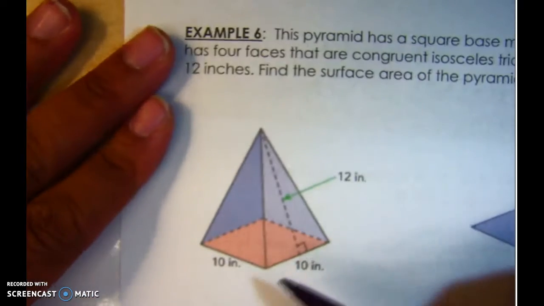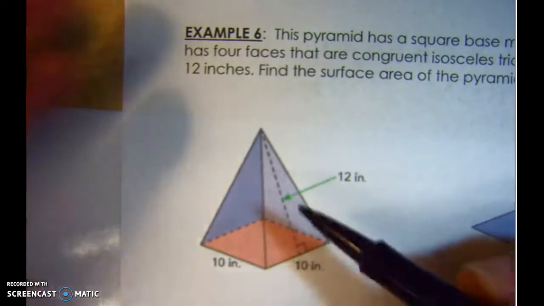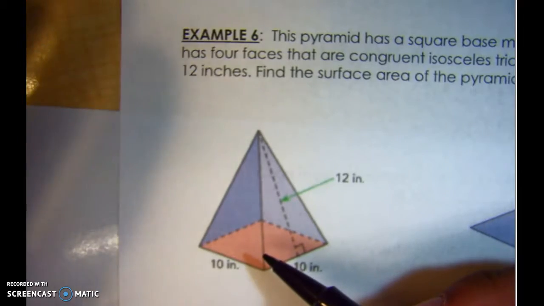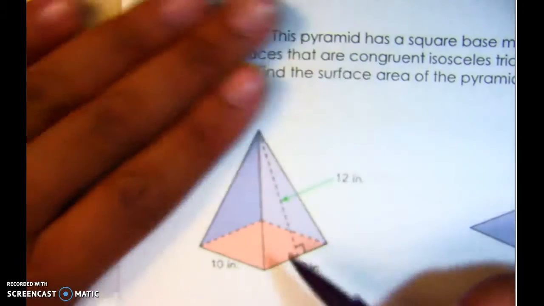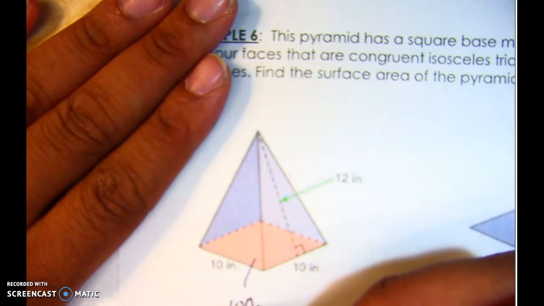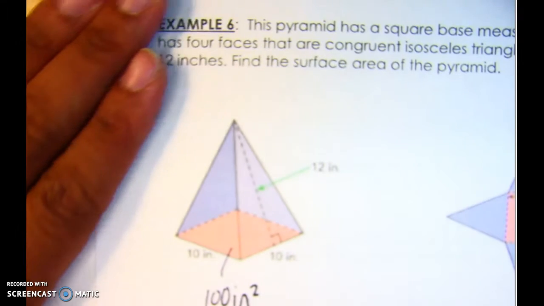So for the base, for a square or rectangle, I can do length times width, base times height. So I'm looking at this 10 times 10. And that base will be 100 inches squared.